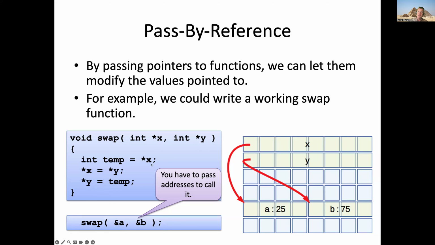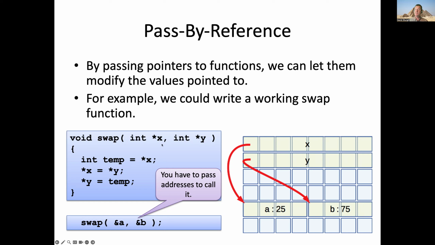So I get whatever's in a by dereferencing x. That'll give me this 25. I copy whatever's in y, whatever's in b, whatever y points to, into whatever x points to. And then I take my saved copy of what was in the first parameter and copy that into whatever y points to. So this, using a temporary variable, does the usual trick to swap the contents of two variables, but via pointers to those variables rather than just via copies of those.